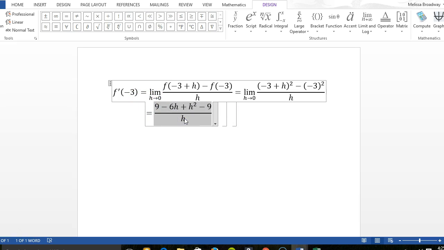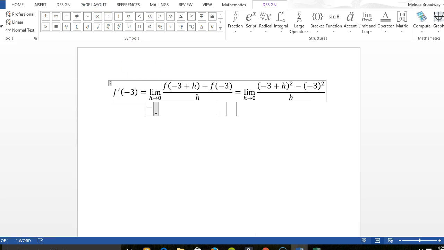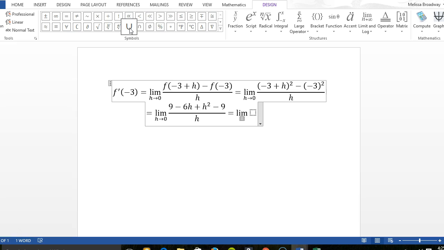Everything I said was good. I just forgot my limit symbols. Not cool. So let me cut that and insert my limit, h goes to 0, and repaste that. Again, just like we said before, these 9s are going to cancel, so I get the limit as h goes to 0, and I'm just going to cut the 9s out. On the numerator, I get negative 6h plus h squared, and just h down there.